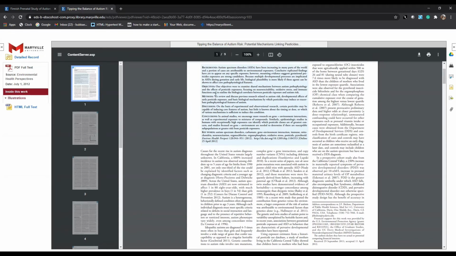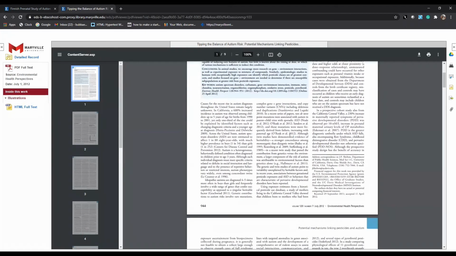It does have a method, but it says we review and discuss previous research related to autism risk. So know that even if it had a method section, you want to make sure that you read that section closely because their methods are not associated with original research. Their methods are that they are reviewing and discussing previous research already conducted by other authors.